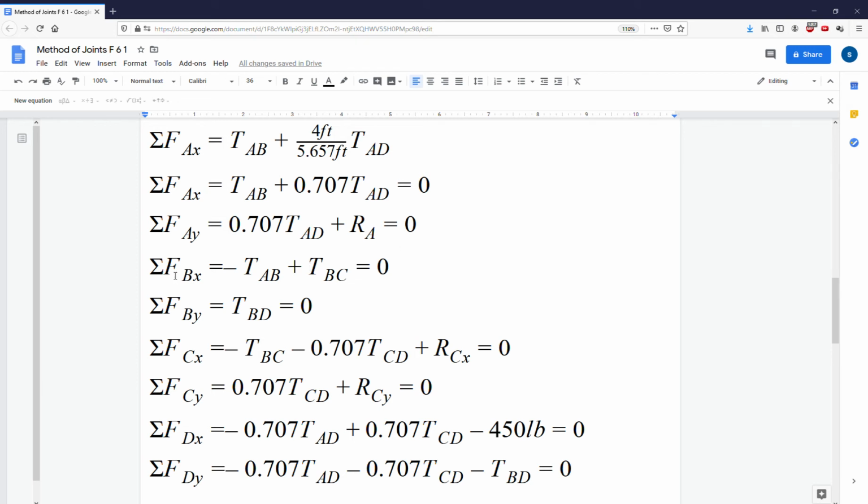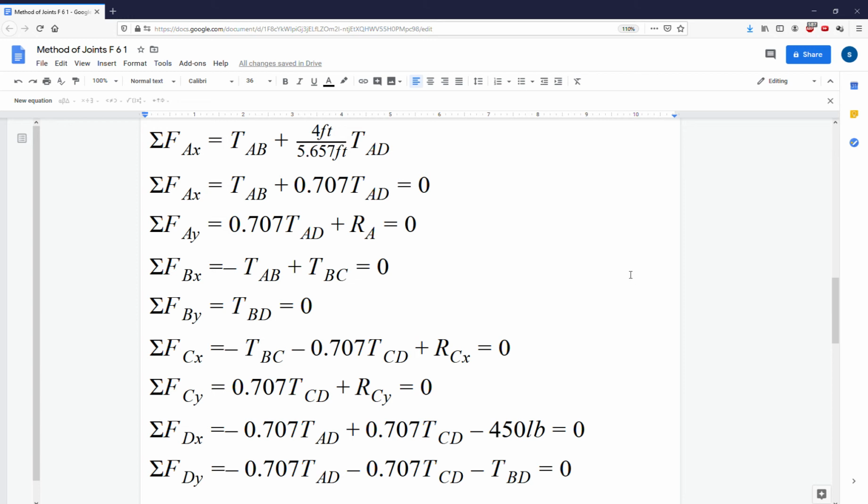Moving on to joint B. The sum of forces in the X direction on B, there is member AB pulling it to the left and member BC pulling it to the right. So the sum of forces is negative TAB plus TBC. In the Y direction, there is just member BD. So the sum of forces on joint B in the Y direction is TBD. At this point, I am going to speed up my statements of these joint equations.